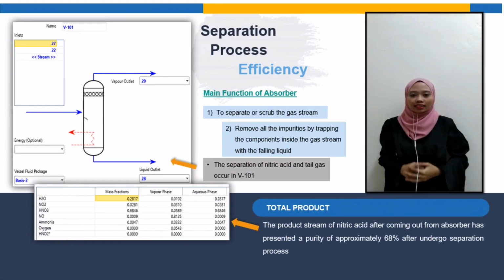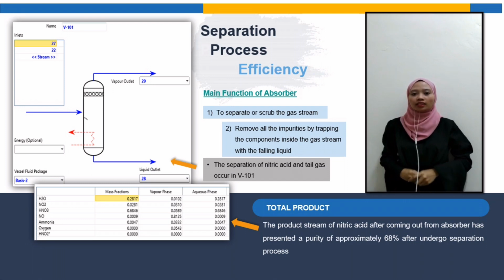The separation of nitric acid and tail gas occurs in absorber V101. The main purpose of this equipment is to separate or scrub the gas stream and remove all the impurities by trapping the components inside the gas stream with the falling liquid. The product stream of nitric acid after coming out from the absorber has a purity of approximately 68% after undergoing the separation process.